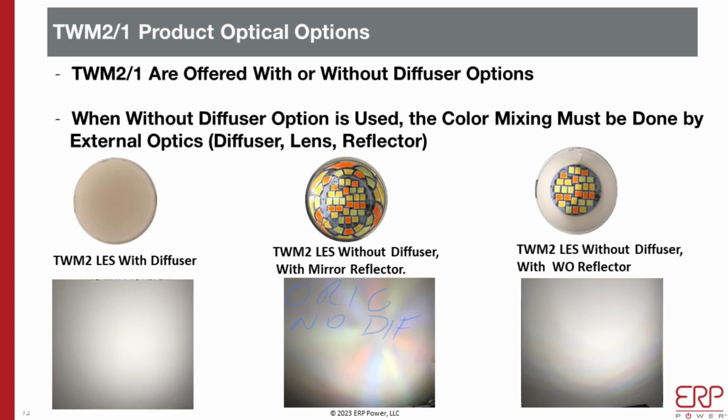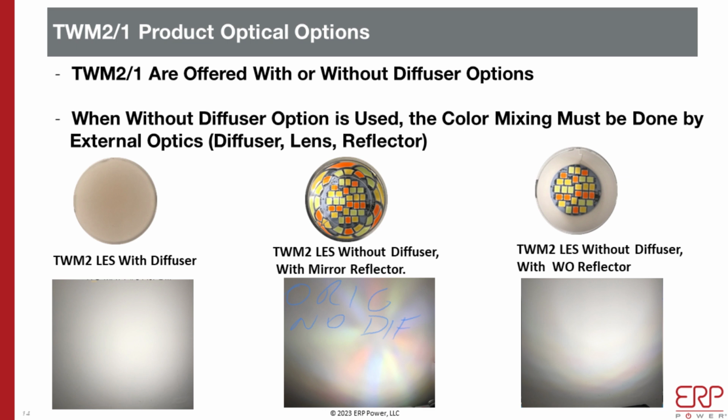But if somebody selects not to use the diffuser, just keep in mind that the reflector is like a mirror reflector, and that is not going to do much color mixing. So whatever optics that any customer wants to use, they have to have the color mixing there. And that most possibly is going to include some sort of a diffuser to do the color mixing. So some options would be using a wide optic reflector. As you can see, if you add just the reflector alone, there's a huge amount of color mixing.